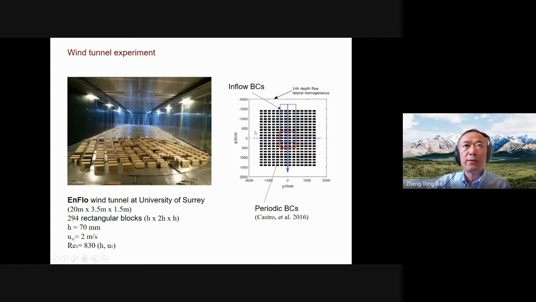If you look at the right-hand side, this is the array of buildings. It's nearly 300 blocks, and the block height is 70 millimeters. The incoming speed is usually 2 meters per second, and Re_tau, the Reynolds number based on the skin friction velocity, is 830.